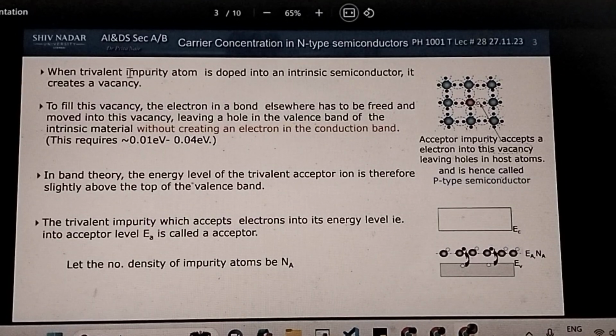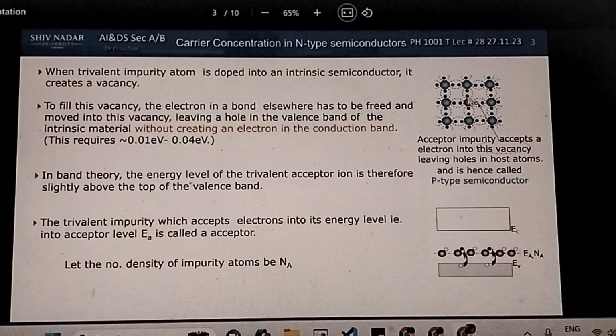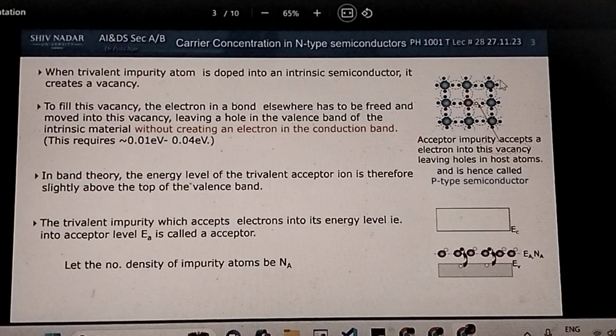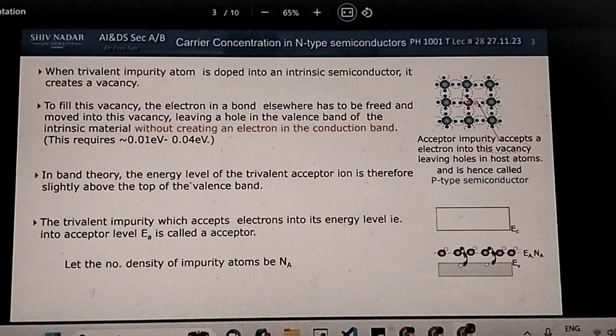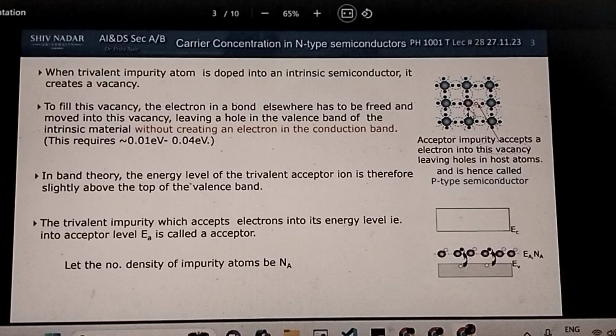So when a trivalent impurity atom is doped into an intrinsic semiconductor, it creates a vacancy. Again you have the normal lattice structure of tetravalent atoms, let's say silicon, and then we remove one silicon atom and replace it with something like aluminium, for example, which has 3 electrons in the outermost orbit. Now a normal silicon atom needs 4 electrons in the outermost orbit in order to complete the octet. So every silicon atom enters a covalent bond with 4 adjacent silicon atoms.